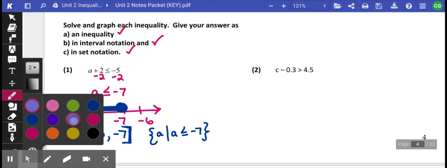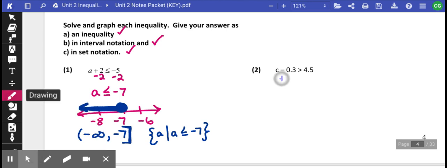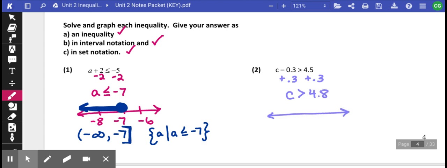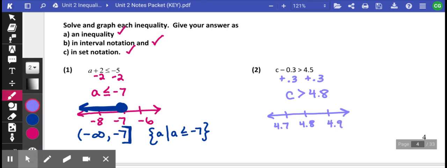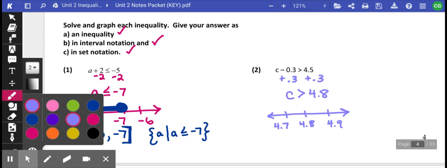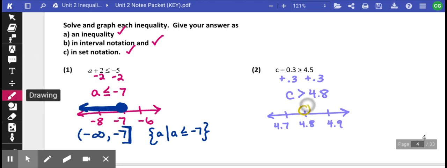Number 2. So in number 2, I'm going to add 0.3 to both sides. So now I have c is greater than 4.8. So again, I'm going to make myself a number line. And since this is a decimal, let's maybe use 4.7, 4.8, 4.9. So since this is a greater than, we are going to use an open circle. And we're going to shade everything that is bigger.